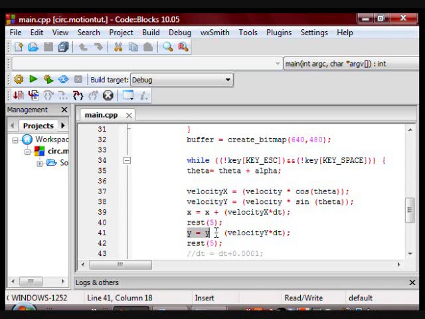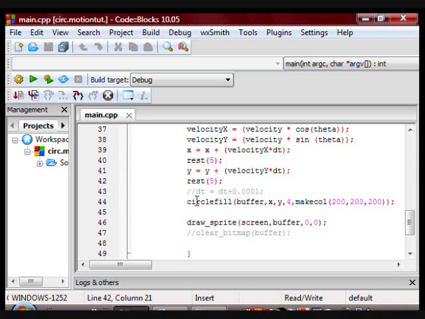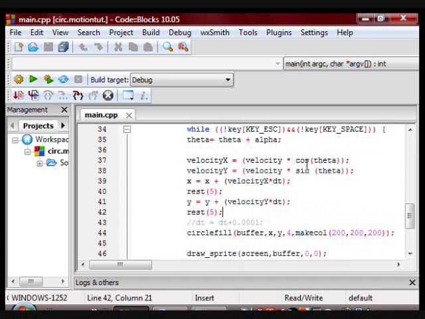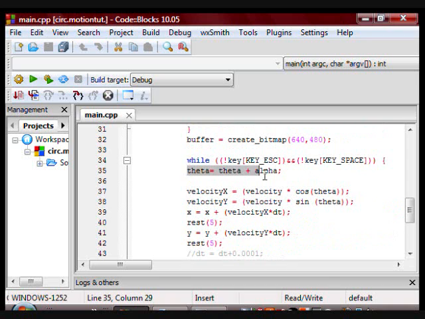And it's the same thing for the y, and all I have to do now is create a circle with position x, y, radius 4, some color, and then I draw it to the buffer. Notice that I don't have a variable called centripetal acceleration. This is because by consistently changing theta, I am accounting for the effect of centripetal acceleration, so I don't really need it.